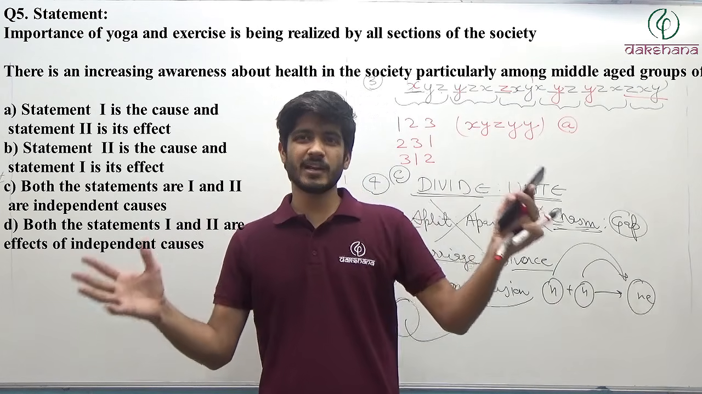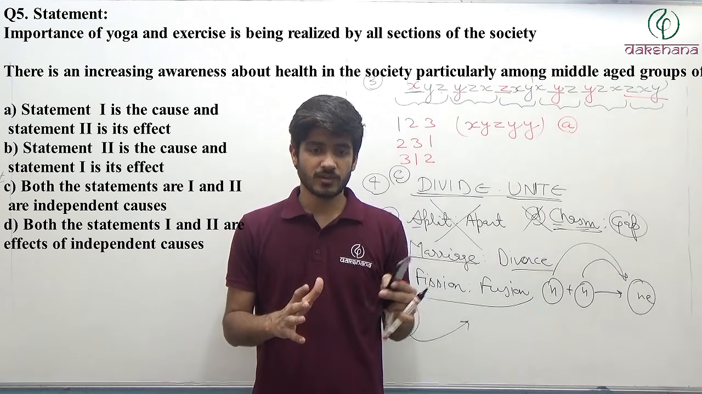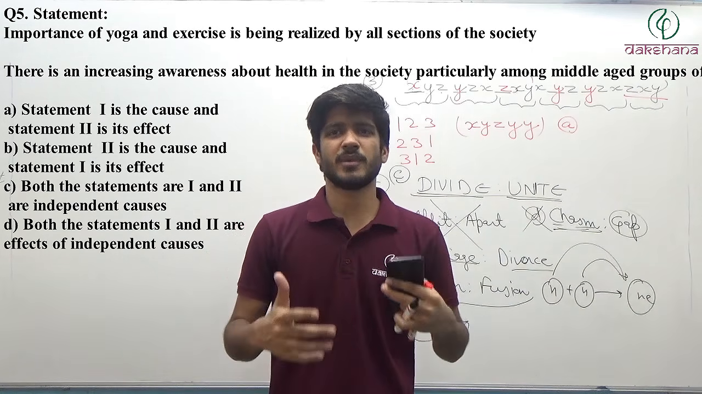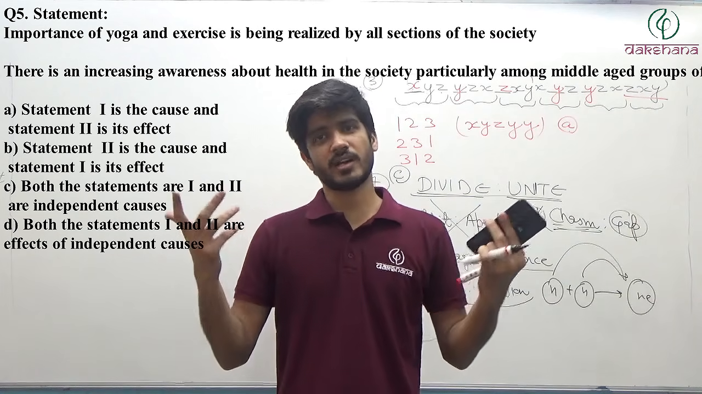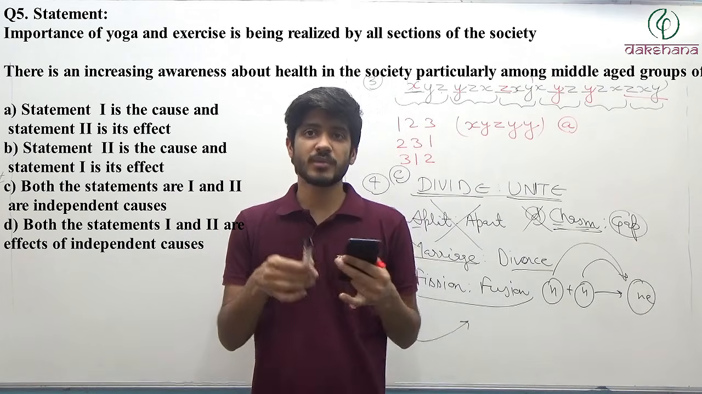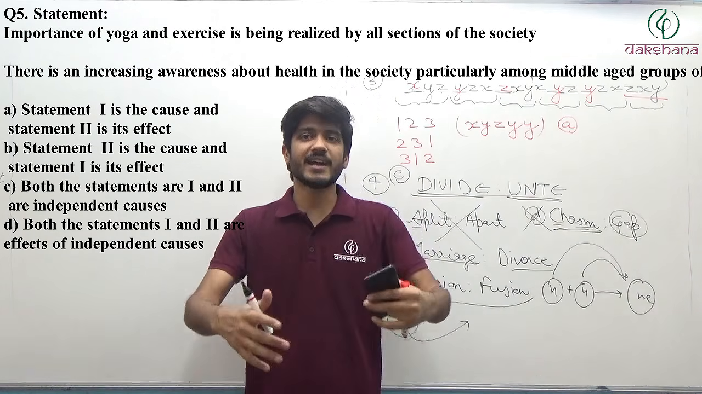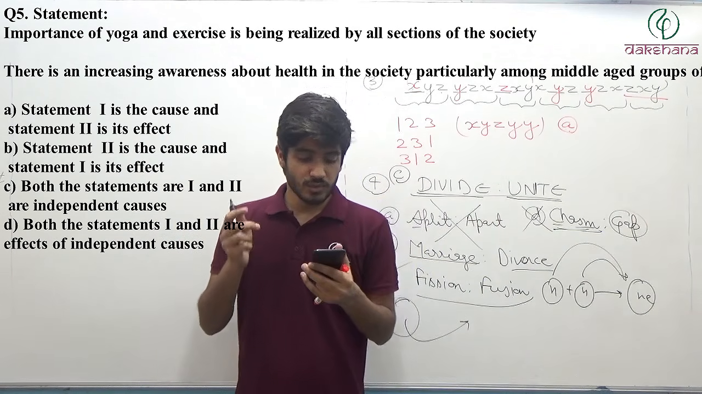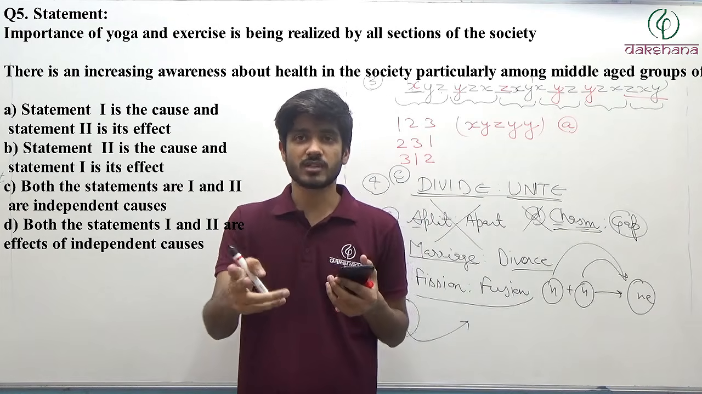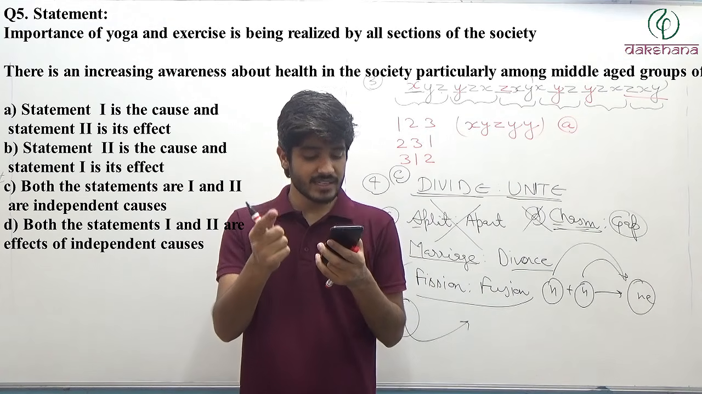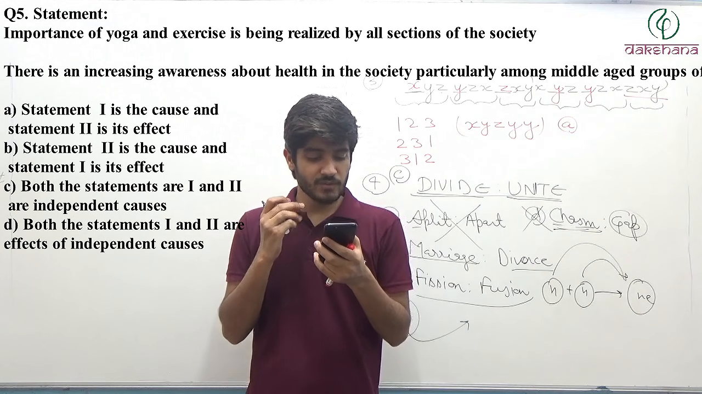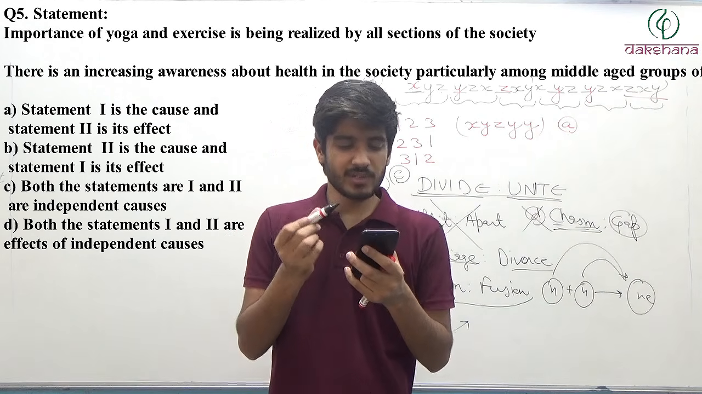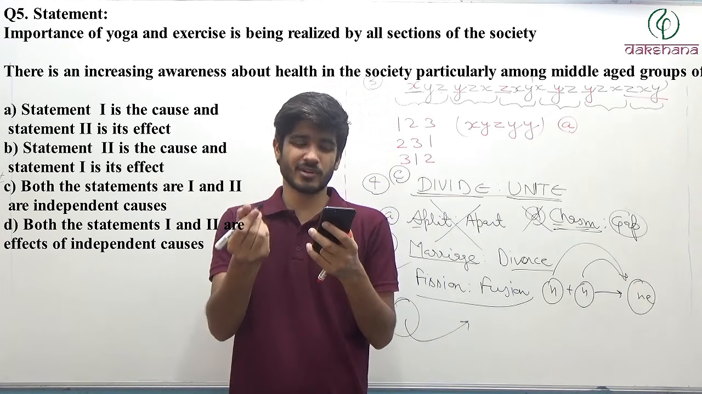Do you think they are independent things? No, they are not even independent. First, middle-aged people started some awareness, like being educated: we should do yoga, we should do exercise in the morning and evening, whatever. So first that group would have acknowledged the importance, and then that effect goes into all sections of society, basically all age groups. So you can say statement 2 is the cause, and statement 1 is the effect. It is pretty much simple. If you read the statements, you should have got it. I am pretty much sure.